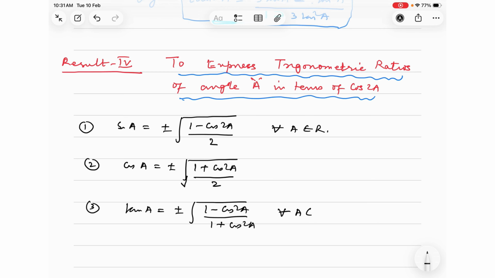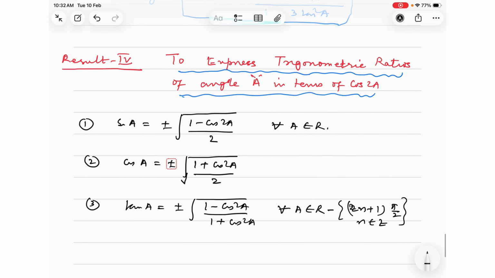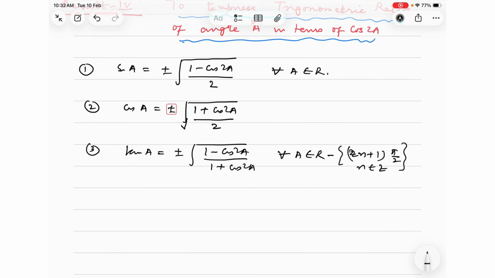Here A belongs to R, except that A should not take odd multiples of 90 degrees, because if A is 90 degrees or an odd multiple, tan A is undefined. A can take all real numbers except odd multiples of 90.